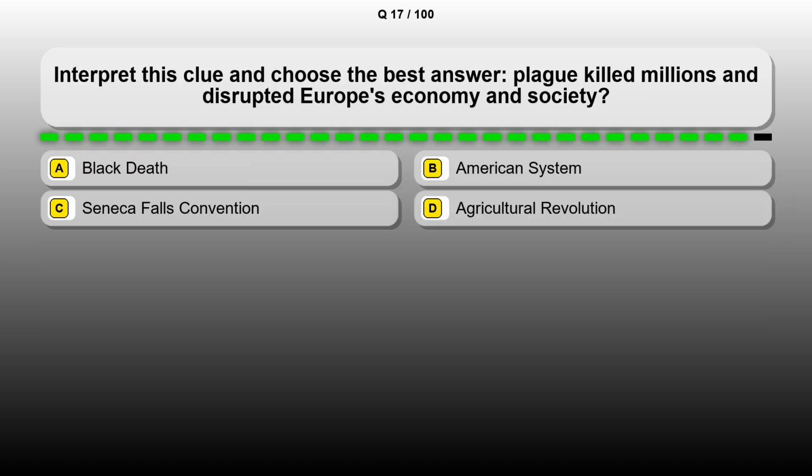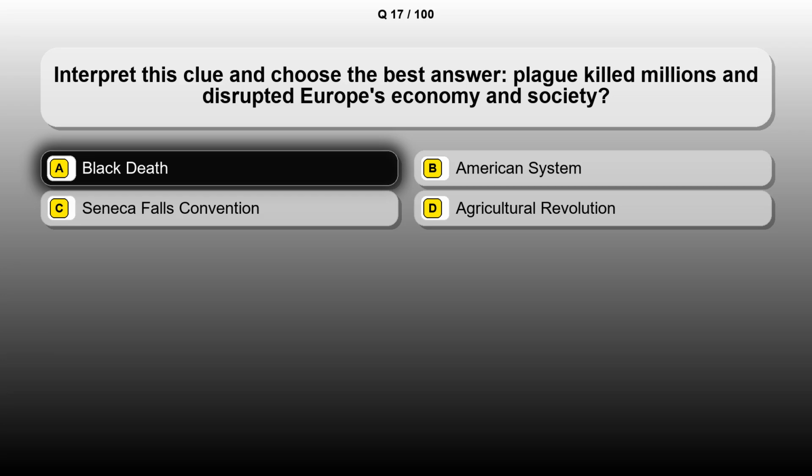Question 17. Interpret this clue and choose the best answer. Plague killed millions and disrupted Europe's economy and society. Option A, Black Death. Option B, American System. Option C, Seneca Falls Convention. Option D, Agricultural Revolution.